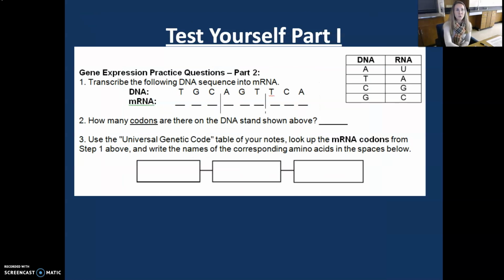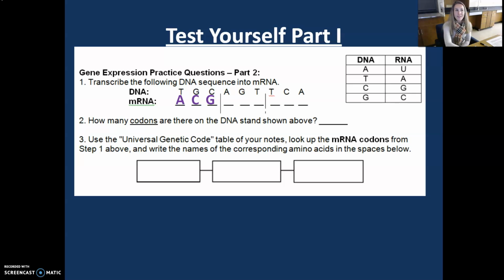Gene expression practice questions, part 2. So we have: transcribe the following DNA sequence to mRNA. So we are given the DNA sequence. We have to write the mRNA sequence. If you look to the right, you see DNA and RNA, a key for you. So T will pair with A, G will pair with C, C will pair with G.